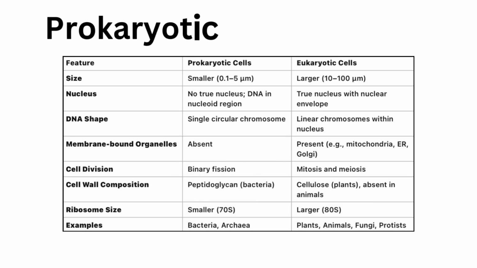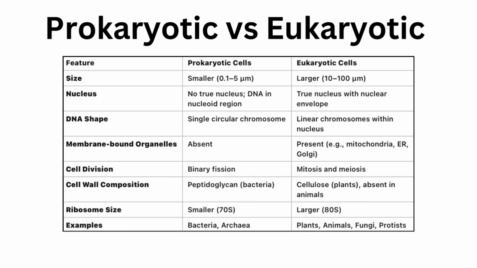So what's in common between prokaryotic and eukaryotic cells? Well, they all have a plasma membrane, cytoplasm, DNA as genetic material, and ribosomes, although the eukaryotic have 80S, which means larger ribosomes, than the prokaryotic 70S ribosomes. So what are the differences?